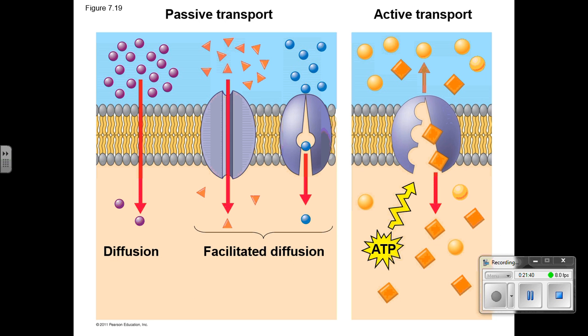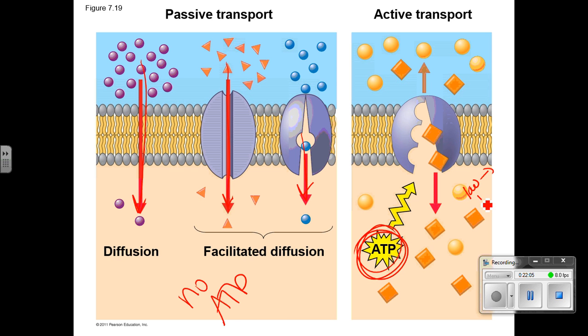This just shows a summary of the types of transport that we have talked about. Diffusion, right through the membrane. Facilitated diffusion, either through a protein channel or a carrier protein. Both of these, no energy required. Active transport, energy is required, and it's typically going to move things from low to high concentration, and it's going to expend energy to do that. This, no energy, and we're usually going high to low concentration.